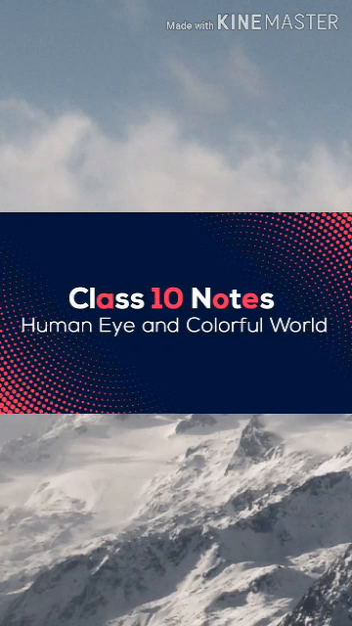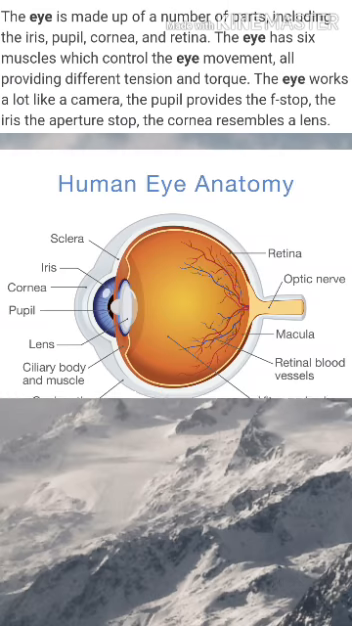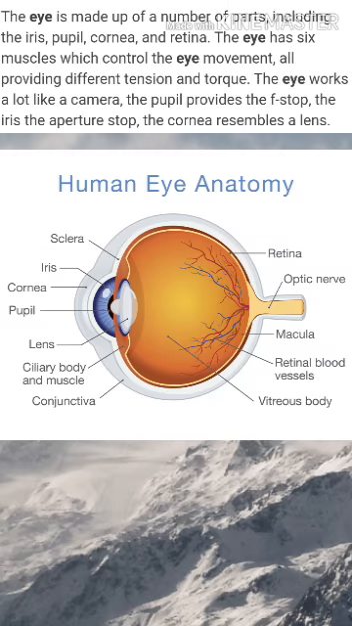Today's lesson is class 10 Human Eye and Colorful World. What is the eye? The eye is made up of a number of parts including the iris, pupil, cornea and retina. The eye has 6 muscles which control the eye movement, all providing different tensions and torque.